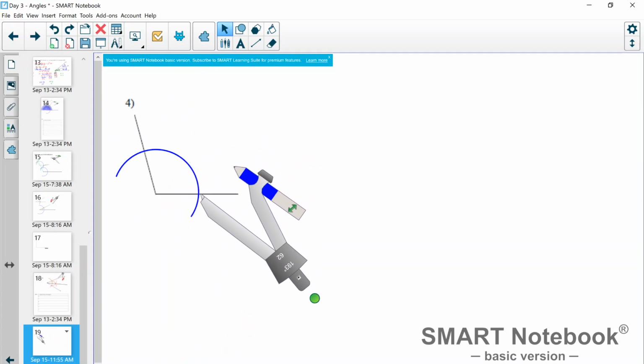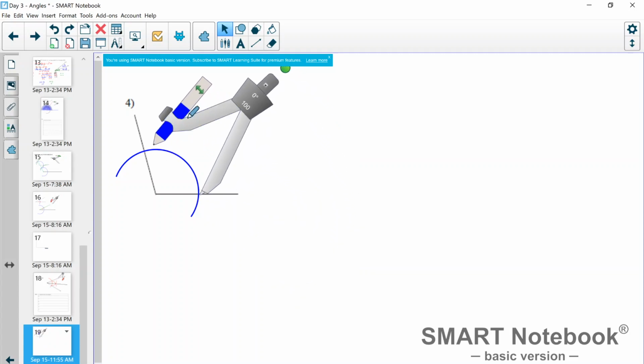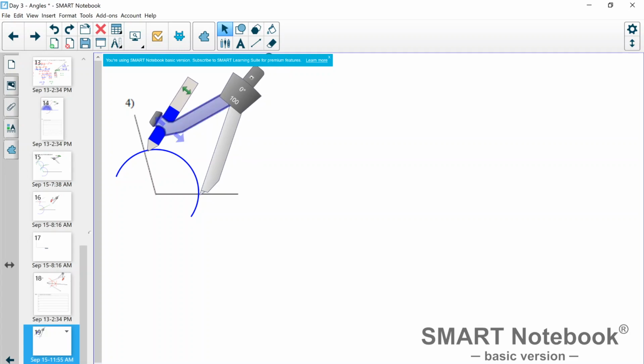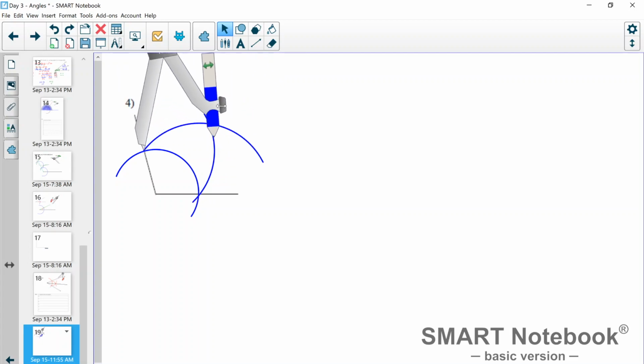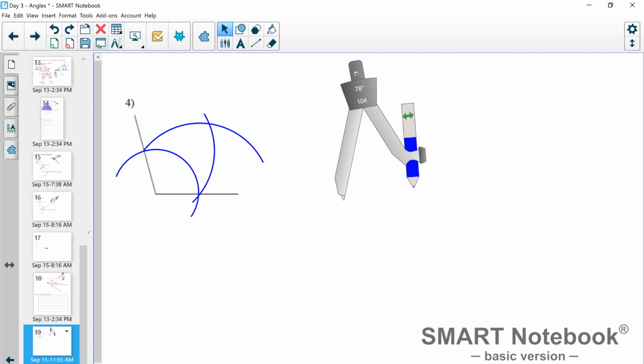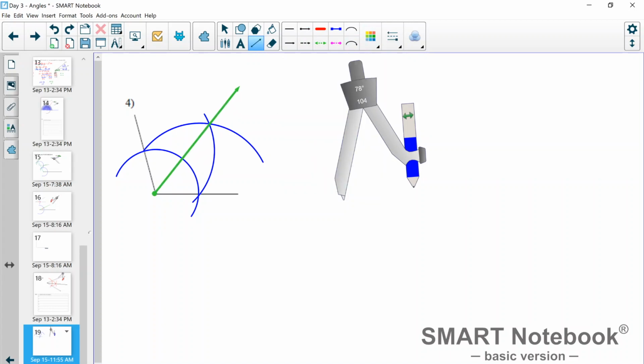What I'm going to do now is move the bullseye end to one of our drawn intersecting points and open up our pencil to the other side. Once I'm satisfied, I'm going to draw out into the angle and then reverse it so that my bullseye is on the other side and pencil on the opposite side, and we're going to draw on out. Once we have a point of intersection, we can draw a ray from the vertex through that point of intersection, and we have now bisected the angle.